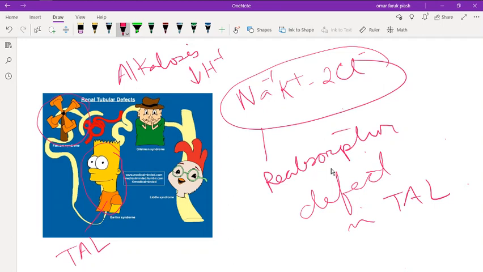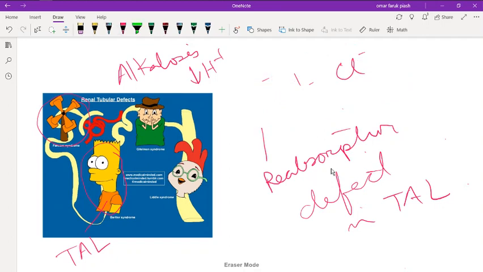Here there is alkalosis, hypokalemia and hypercalciuria. It may lead to stone. This Bartter syndrome can lead to formation of stone, and it is autosomal recessive.